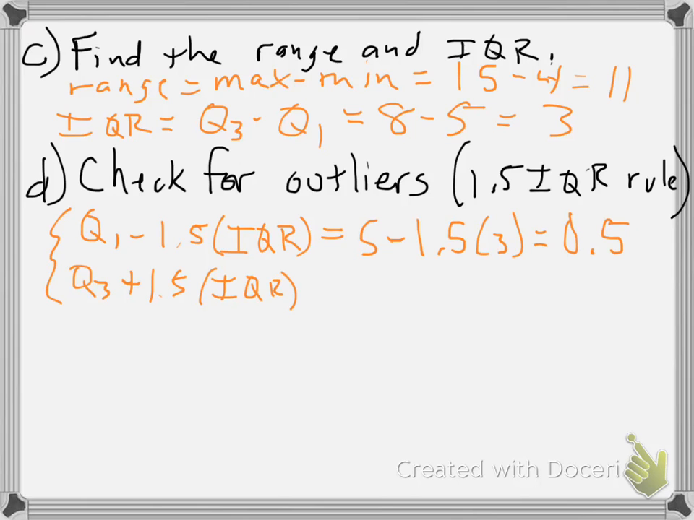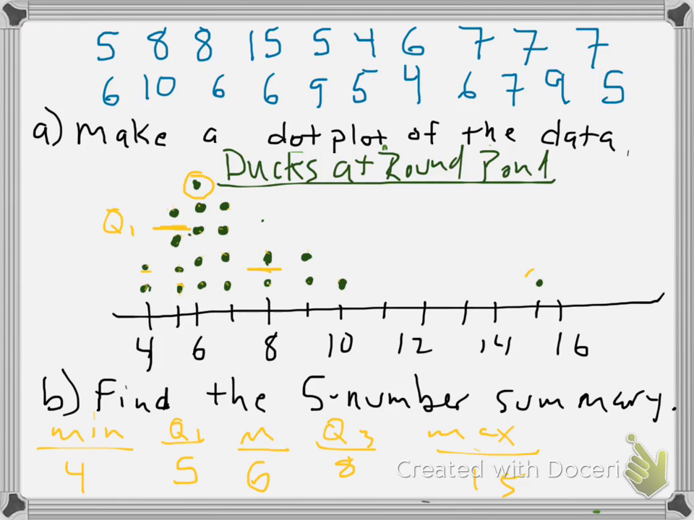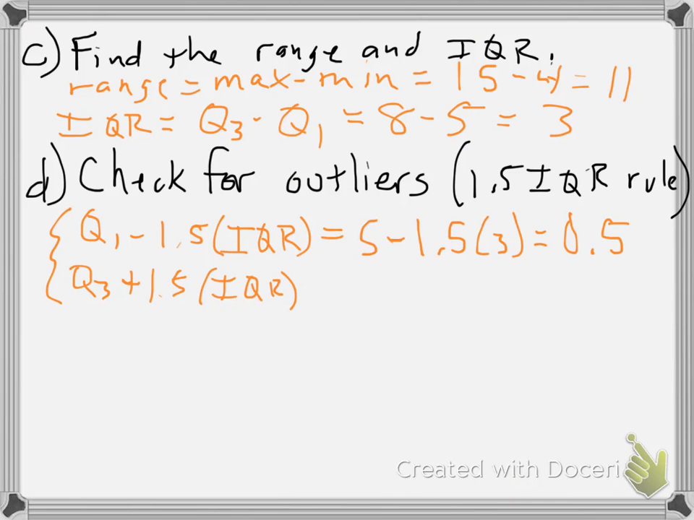So what I'm looking for essentially right now is any observations of ducks less than 0.5. Of course it doesn't make sense to have a half of a duck, or well, hopefully it doesn't make sense to have a half of a duck at Round Pond. But obviously the smallest number of observations was 4, and since 4, the minimum value, is not less than 0.5, 4 is not an outlier. Let's try Q3 plus 1.5 IQR.